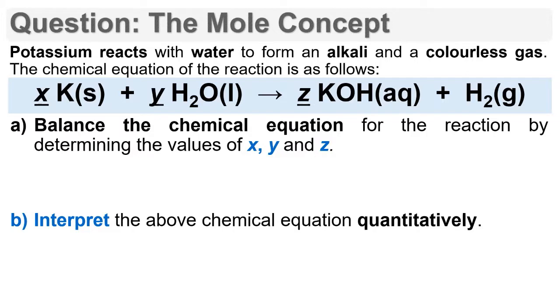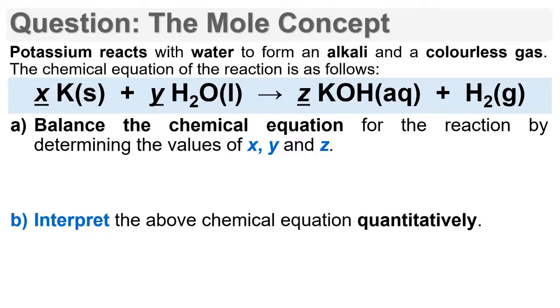Here's another question relating to chemical equation. Potassium reacts with water to form an alkali and a colorless gas. The chemical equation of the reaction is as follows: XK solid plus YH2O liquid to form ZKOH aqueous plus H2 gas. A. Balance the chemical equation for the reaction by determining the values of X, Y, and Z.